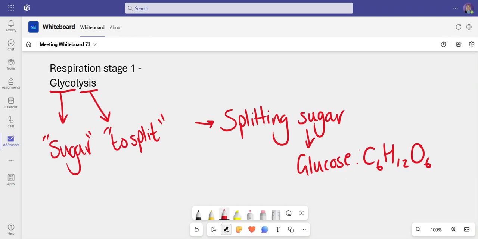Now, glucose contains a lot of energy. If we broke down glucose all in one go, it would release so much energy it would actually kill the cell. So what we do is we break it down in little stages, releasing a little bit of ATP at a time, and that amount of ATP is a perfect amount of energy for the cell to do individual tasks. So glycolysis is splitting glucose.